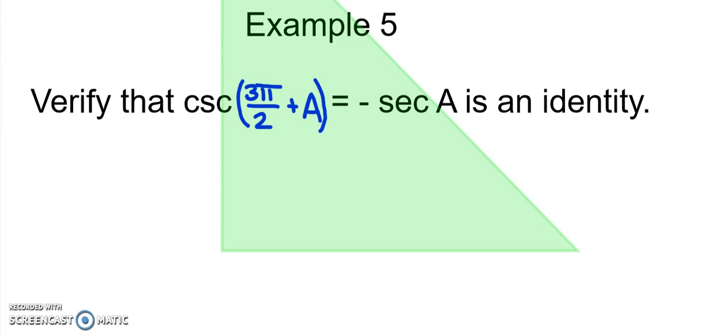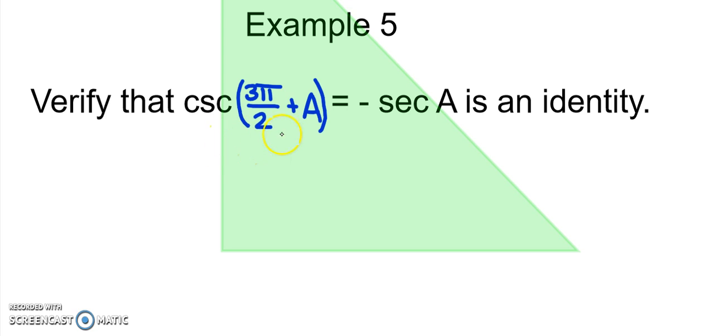All right, so we're going to verify that cosecant of 3 pi over 2 plus A, whatever that angle is, equals negative secant A, and then go from there. In other words, if they equal each other, it means it's an identity. So again, we're going to go with the most complicated side and work on that one, and that's the left side.